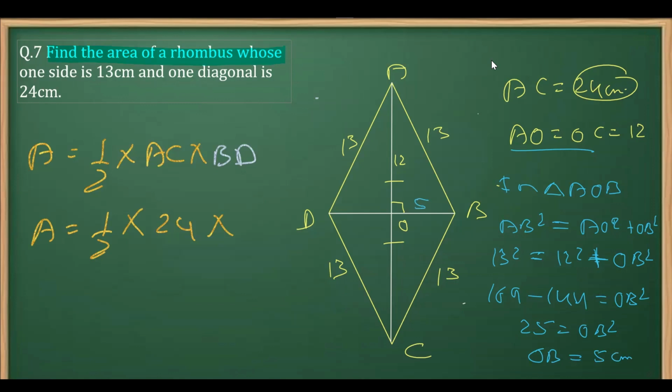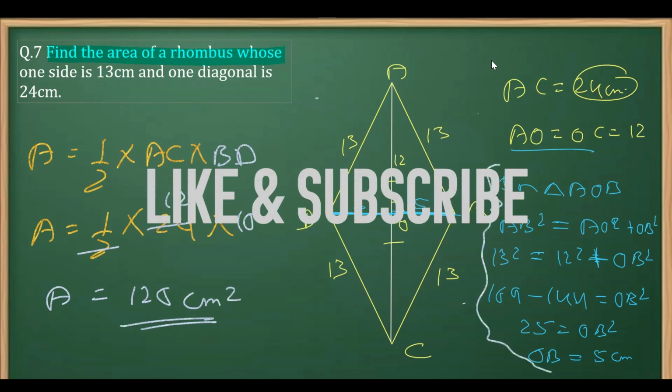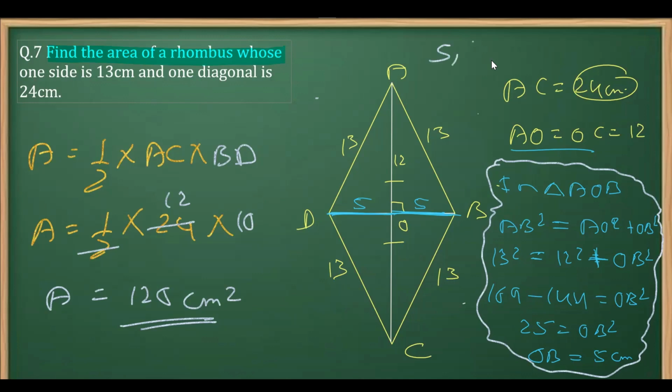So if this is 5, as you know that diagonals bisect each other, the length of BD should come as 10 centimeter. So I'll write 10 over here. This gets reduced by 12 times. So we get the area as 12 into 10, that is 120 centimeter square. Yeah, it's centimeter. Now, instead of using this, depending upon the weightage of the question, you can even directly apply Pythagorean triplets. As you know that 5, 12, and 13 are Pythagorean triplets. So depending upon the weightage of the question, you can do it directly.